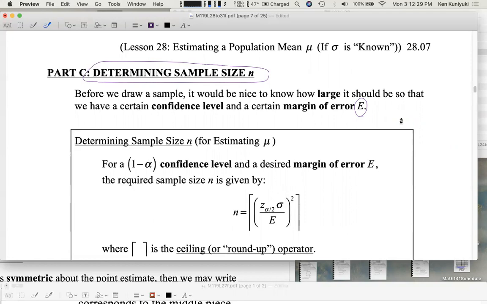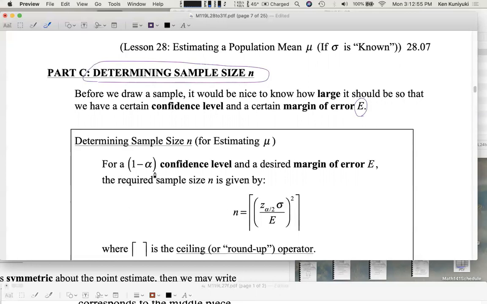We can do that, assuming that we have a good value for sigma, an accurate value for sigma, which we'll talk about later. So, determining the sample size little n for estimating a population mean mu. How do we figure out a sample size so that we can get the kind of confidence interval that we want in terms of its overall properties?